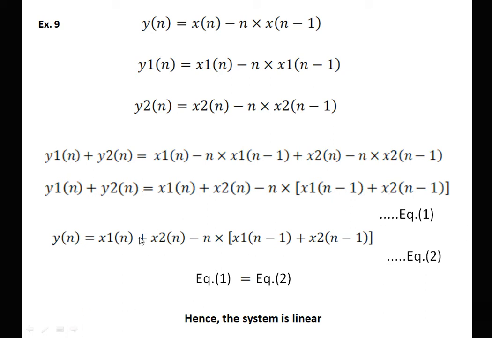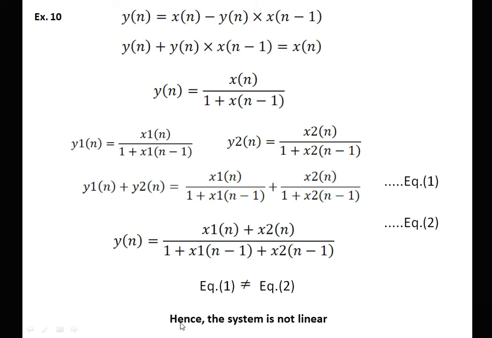And in the second case, what do we do? We replace x of n by x1n plus x2n, and x of n minus 1 is x1 of n minus 1 and x2 of n minus 1. After arranging the equation, we can see that equations 1 and 2 are the same. Therefore, the system is linear in nature.